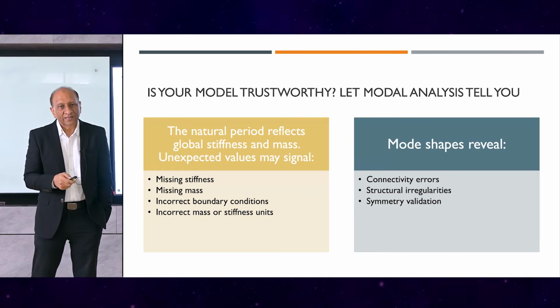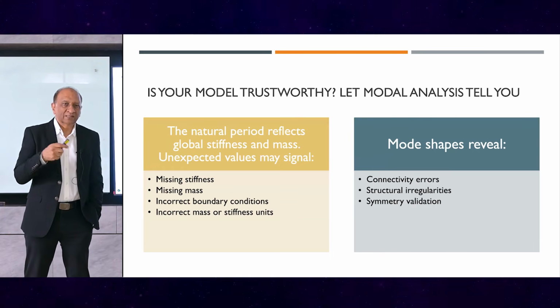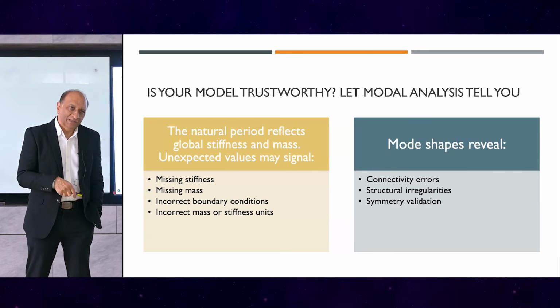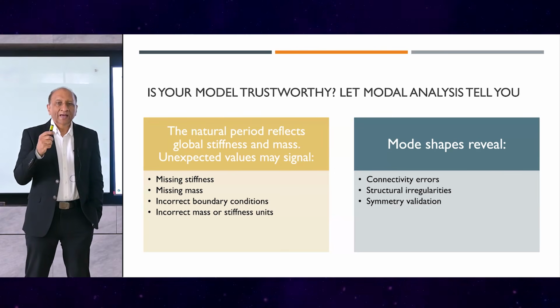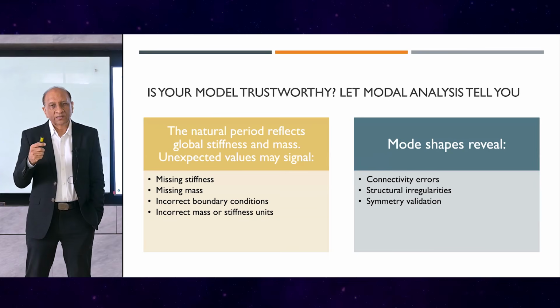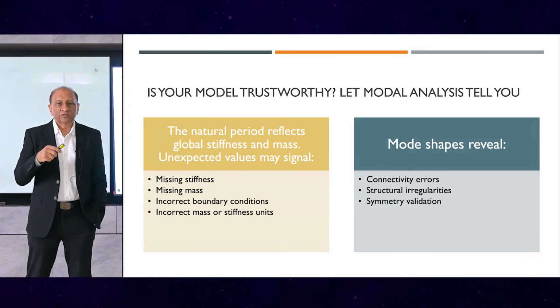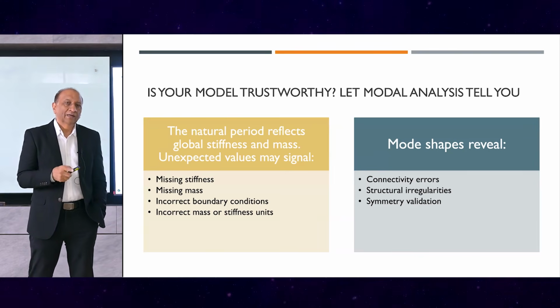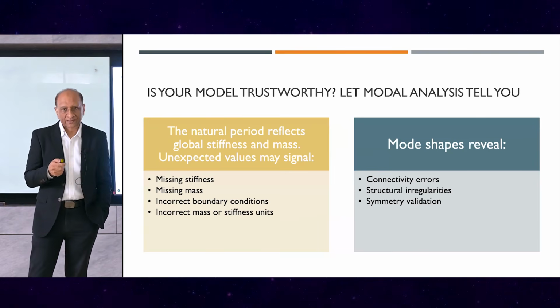Anyway, you can check the missing stiffness, missing mass inaccuracies, boundary condition inaccuracy, which is quite common. And we can also look at the connectivity errors, structural irregularity, and symmetry validation. So much can be done by looking at these two parameters.